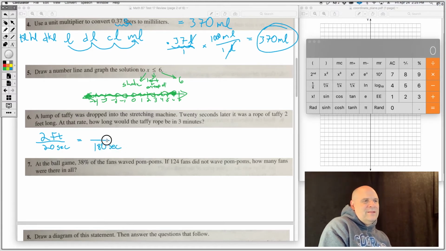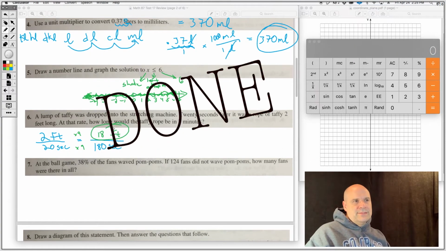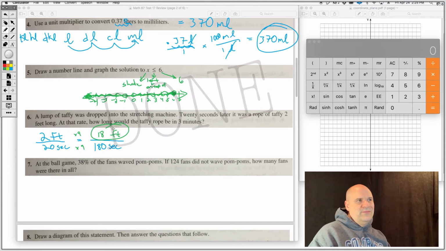Okay. All right, now we've got a proportion. We can fish method it, or we can figure out how many times 20 goes into 180. That goes 9 times. And then 2 times 9 is 18. So 18 feet it would be after 3 minutes. That's a lot of taffy. Please don't eat that in one sitting.